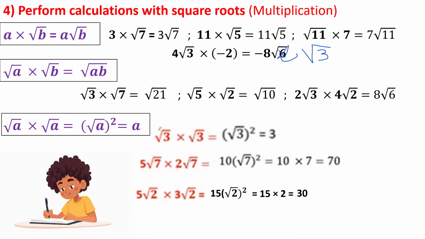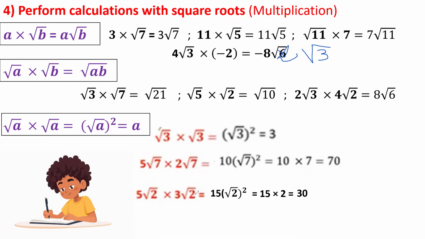5 radical 7 times 2 radical 7. First, I multiply the coefficients. 5 times 2 is 10. Radical 7 times radical 7 is radical 7 squared. So it's 10, and the squared cancels the radical. 10 times 7 is equal to 70.